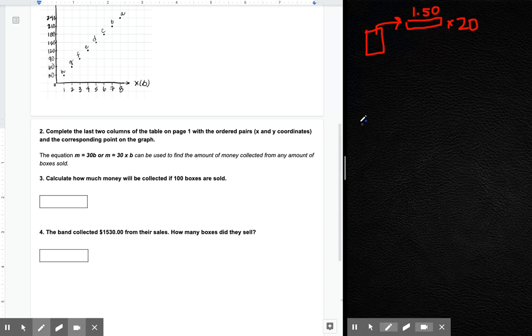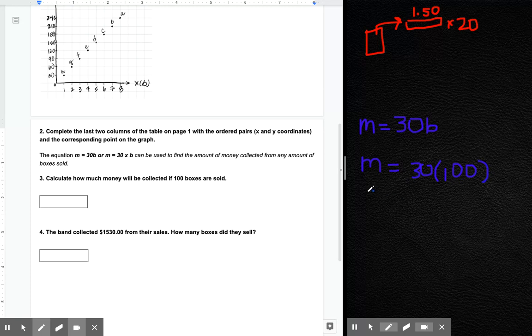So if you've got M equals 30B, that's our equation representing what's on the graph. In this case, it says calculate how much money will be collected if 100 boxes are sold. So it tells us what this B value is. It says that the B value is 100. So we can just substitute or plug that in. M equals 30 times 100. Sorry, this is hard to do with a trackpad.